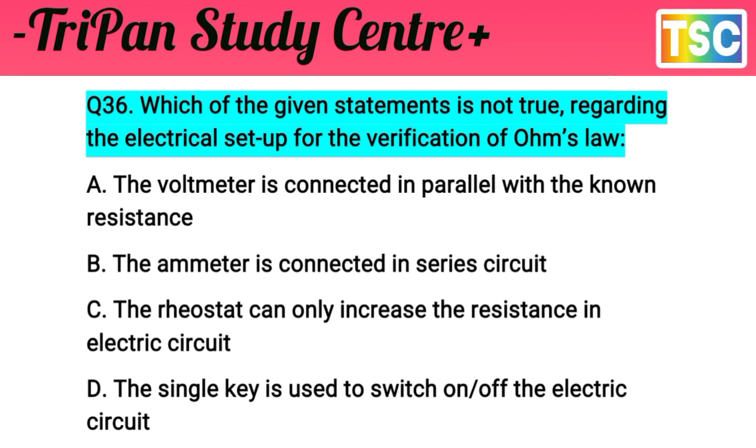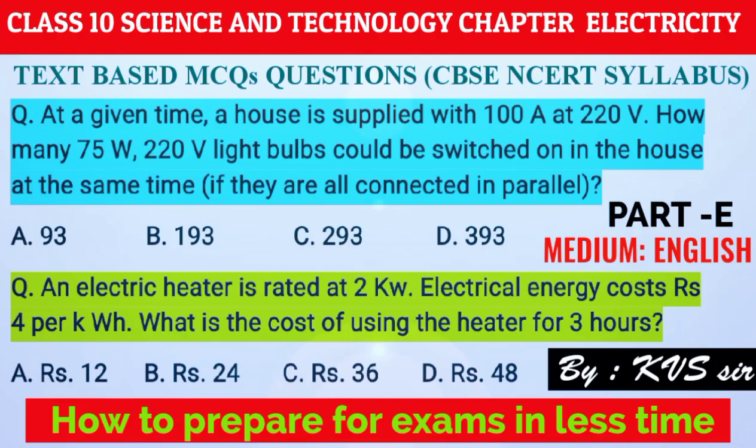That's important. Option C, the resistor can only increase the resistance in the electrical circuit. That is the answer here, because the resistor can only increase the resistance in the electrical circuit is not true. But D option, the key is used to switch the circuit on and off, that's true here. It means option C is correct for this question. Option C is correct.